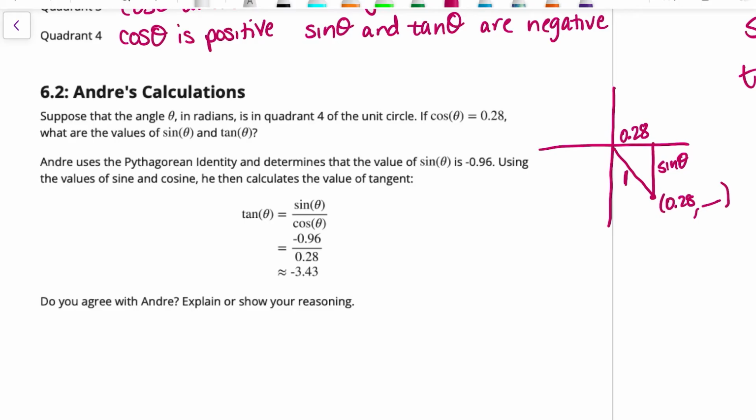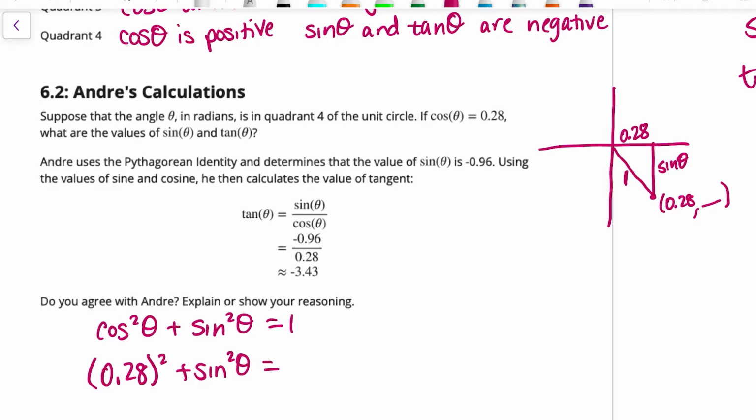Well, the negative makes sense because y values are negative in the fourth quadrant. Using the values of sine and cosine, he then calculates the value of tangent. And so then you can see his work. Do you agree? So let's take a look at the Pythagorean identity. Remember, it's cosine squared of theta plus sine squared of theta equals 1. That's just the Pythagorean theorem using sine and cosine. So we know that the cosine value was 0.28, and then we don't know what sine is, so we're going to figure that one out, and then that equals 1.